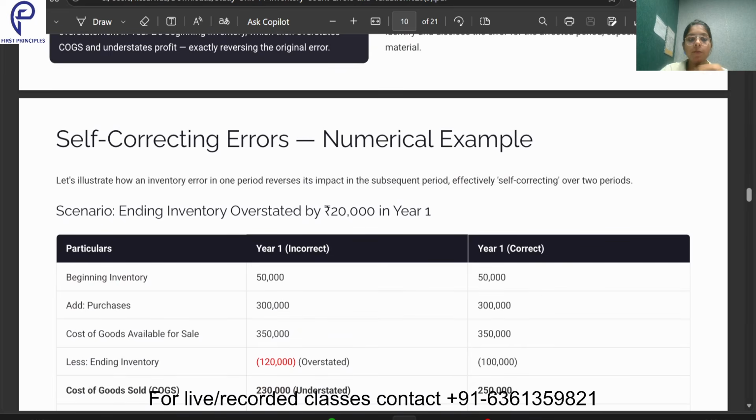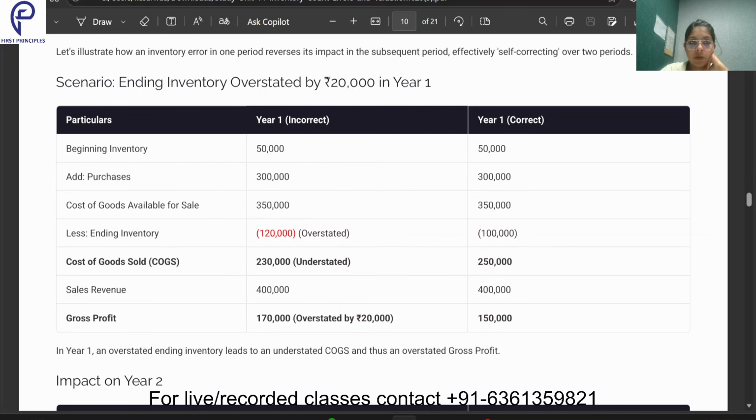So first of all, let's assume in year 1 this data has been given to you: on the left side, the first column, we have the incorrect data, and on the right column we have the correct data. Now the beginning inventory is given, purchases is given, COGS is fine, but the ending inventory is overstated. That means the value of the inventory was only 1 lakh, but I have recorded it as 1,20,000. Because of this, my cost of goods sold is understated.